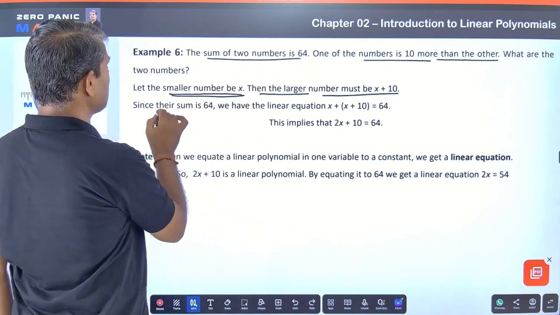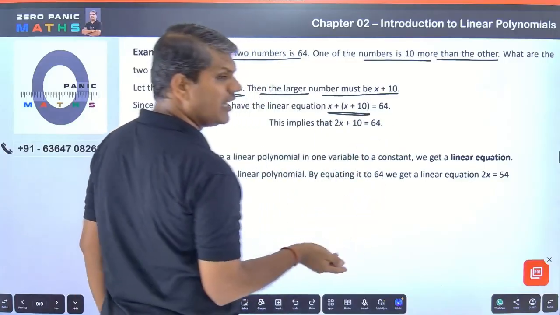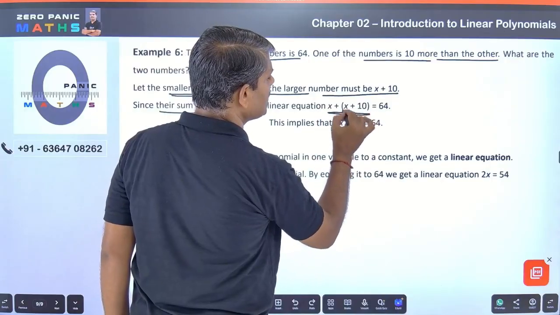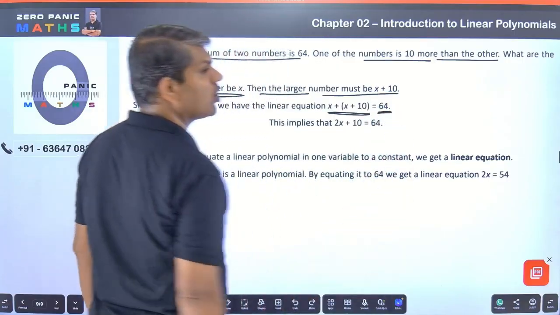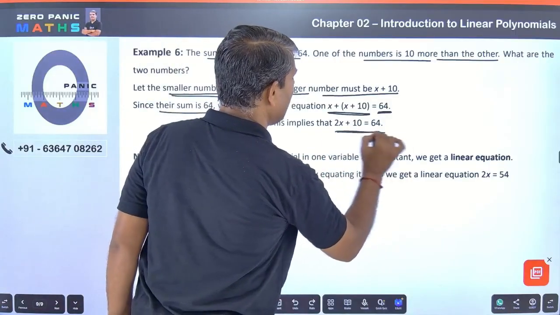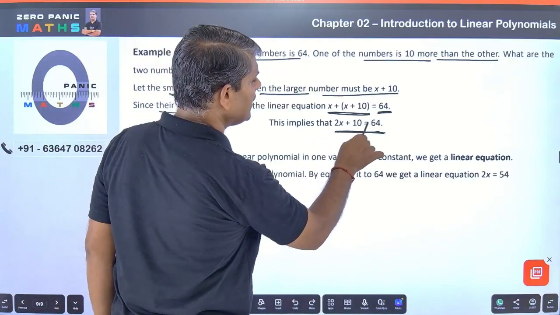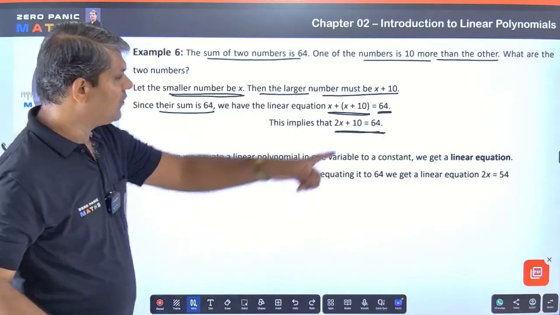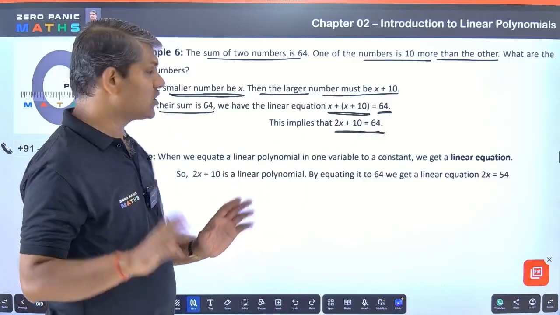Since their sum is 64, we have a linear expression. This is the linear expression we are going to get here: x as the smaller number, x plus 10 as the larger number, and we equate their sum to 64. So this implies the linear expression 2x plus 10 is equal to 64. Here there are two parts of this expression you need to concentrate on. Hope you understood this explanation clearly.